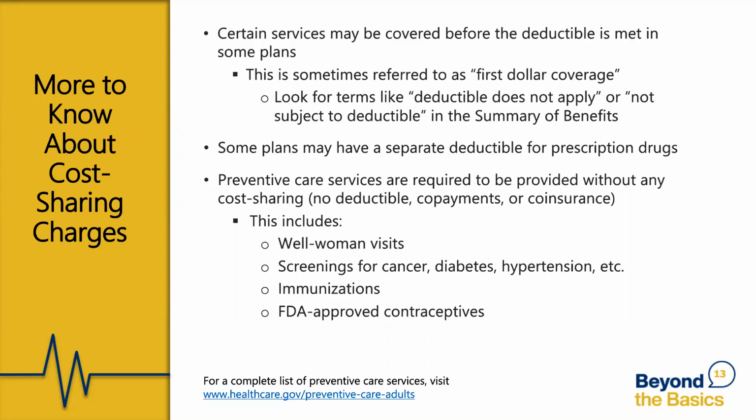And then preventive care services, because of the Affordable Care Act, are required to be provided without any cost sharing. Certain things like a well woman visit, screenings for certain types of cancer or chronic diseases, immunizations, and certain FDA-approved contraceptives. Those are on a list, and you can find the list at the link at the bottom of this slide if you want to learn more about this. But for those types of services, because they're preventive care under the definition of the ACA, an enrollee in a QHP will not have to pay a deductible, copayments, or coinsurance for those services.